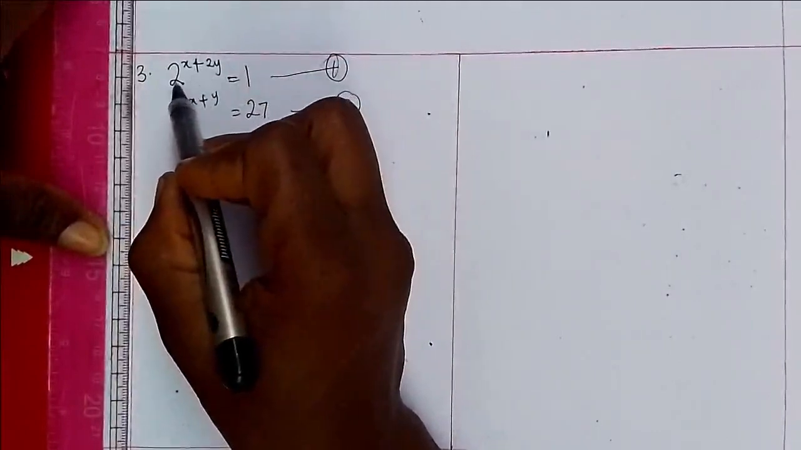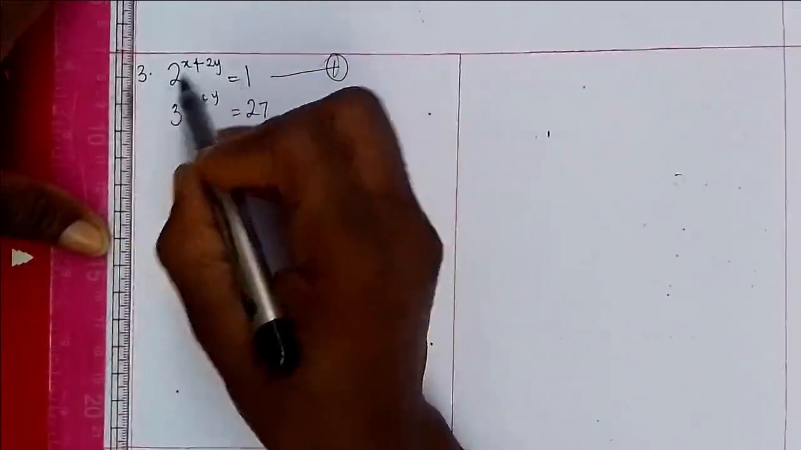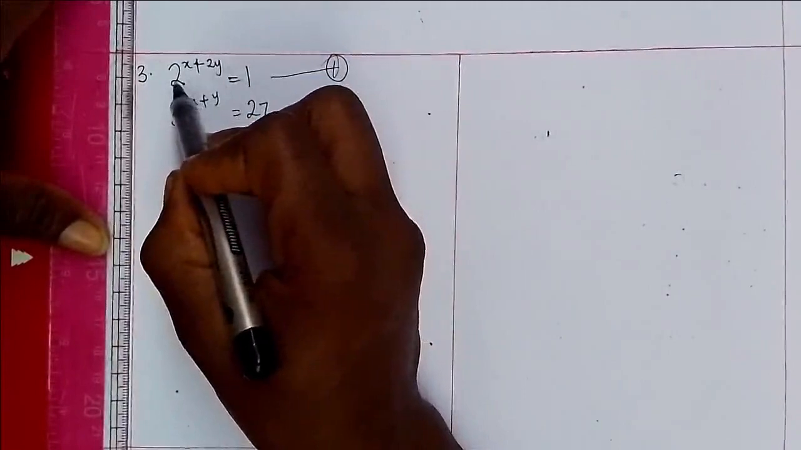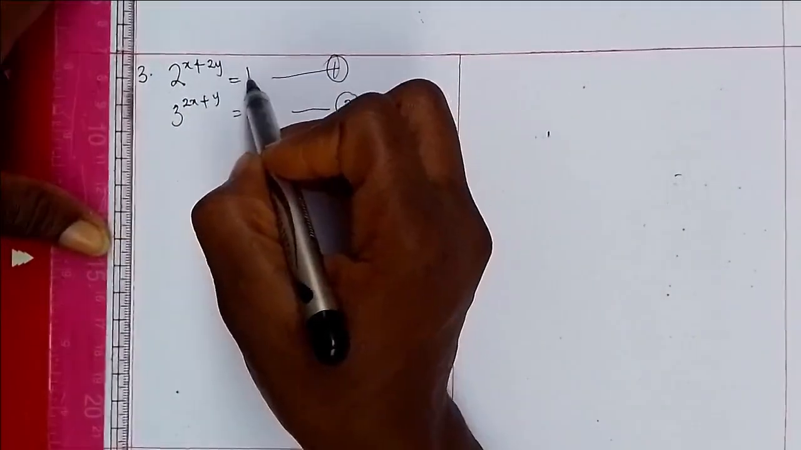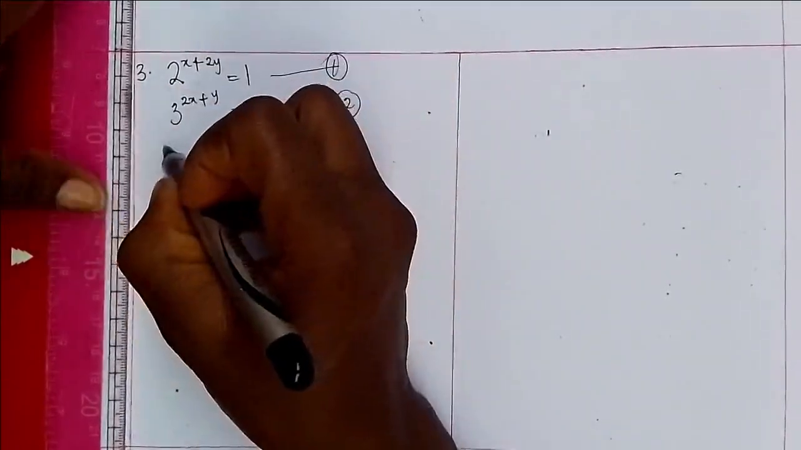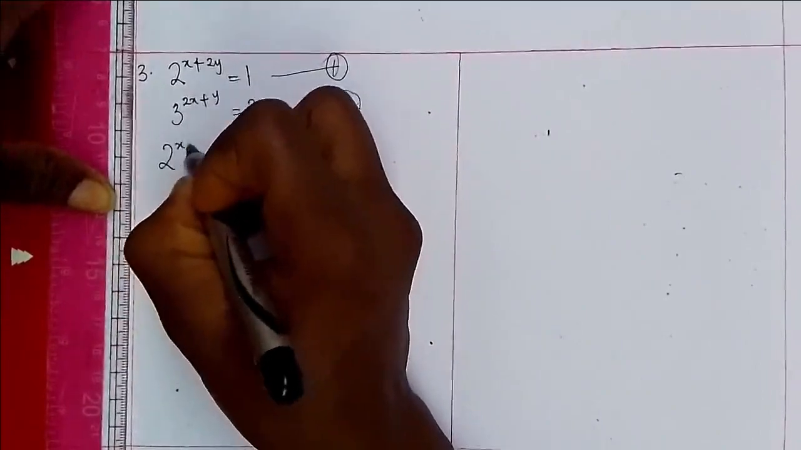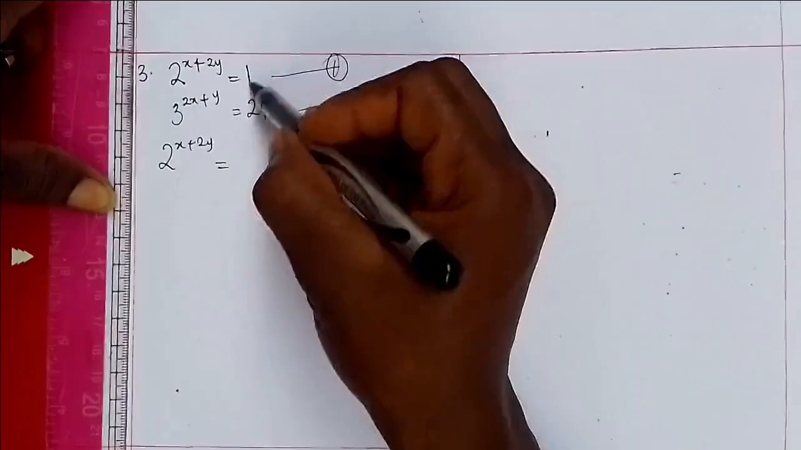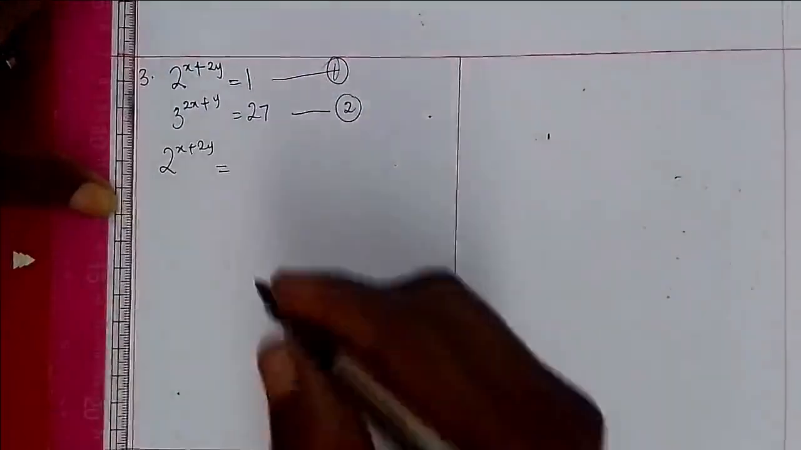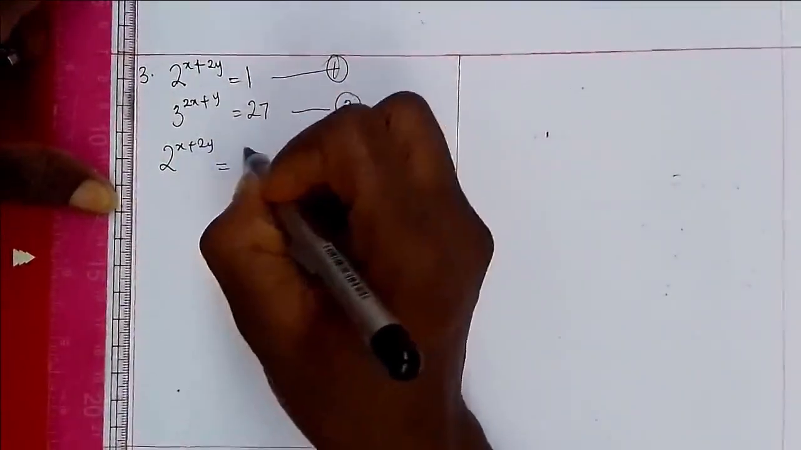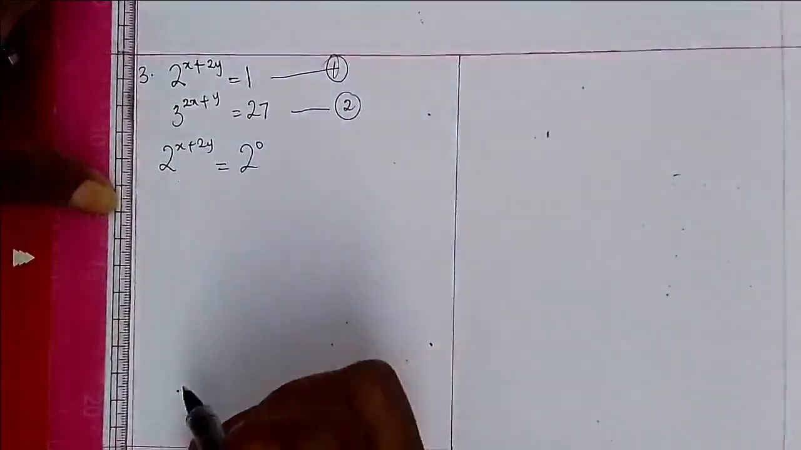This is an indices with power. Okay, the base is 2, so let's make this 1 base 2 as well. So we have 2 raised to the power of x plus 2y. 2 raised to the power what will give us 1? We recall in these indices that 2 raised to the power of 0 will give us 1.